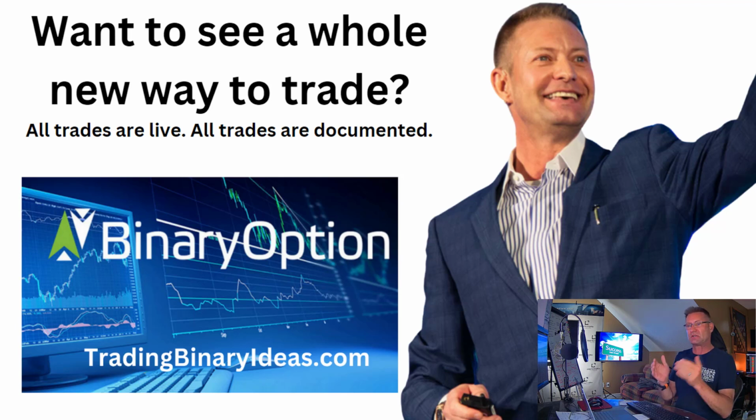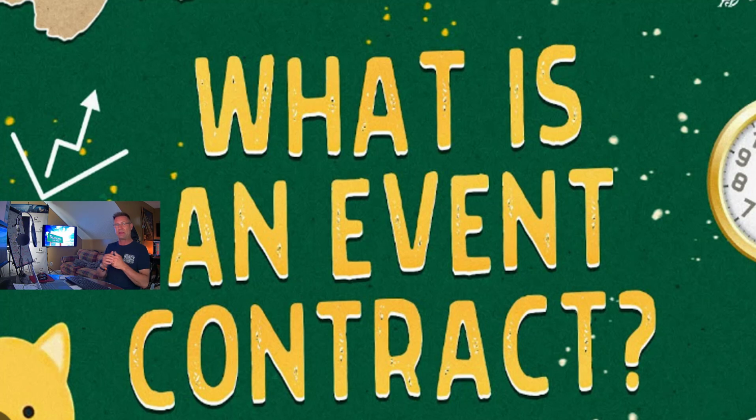Will inflation come in at the next report above or below a certain number? So these are event contracts. They're binary in nature, meaning it's a yes-no decision. It either works or it doesn't. Very interesting setups, very interesting ways to create some edges with regards to this. And they're all focused around specific events.